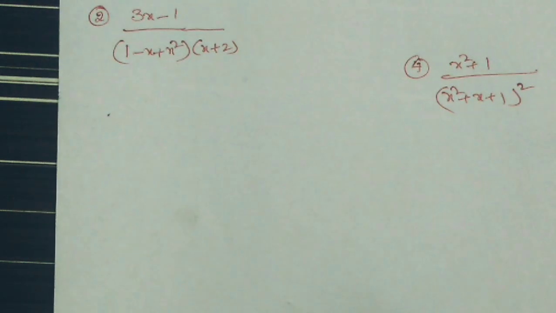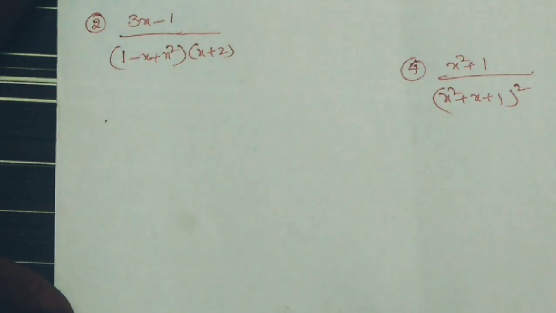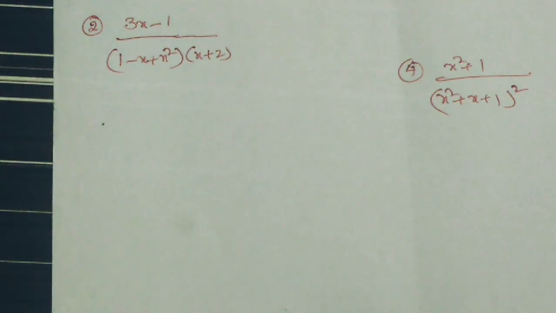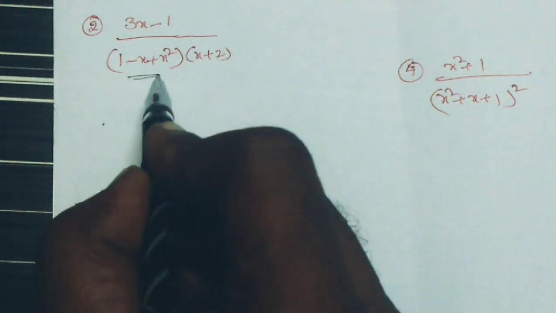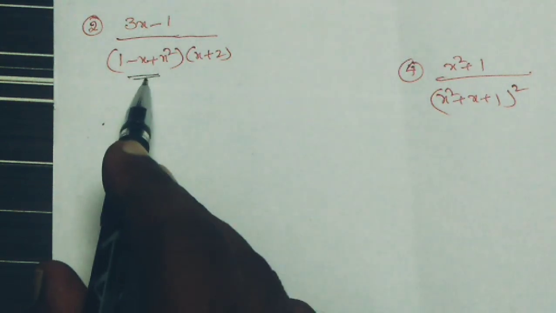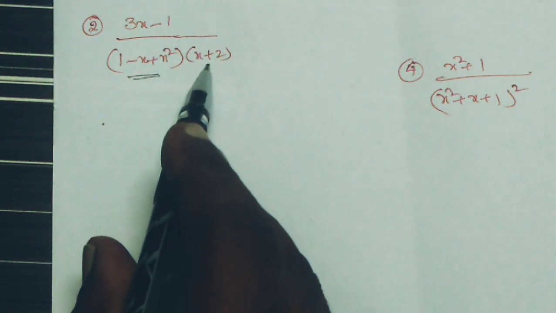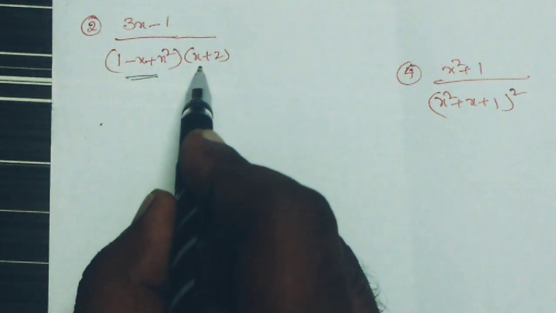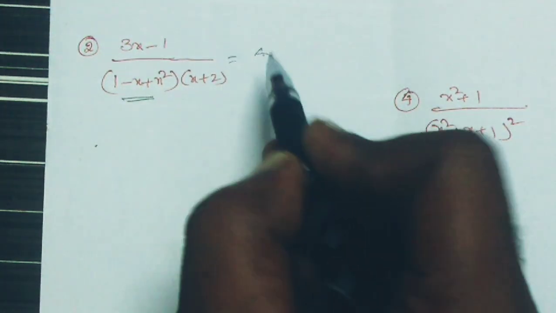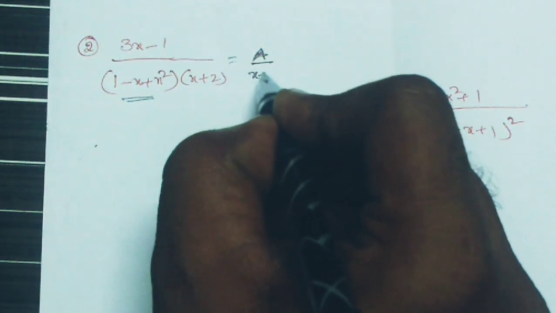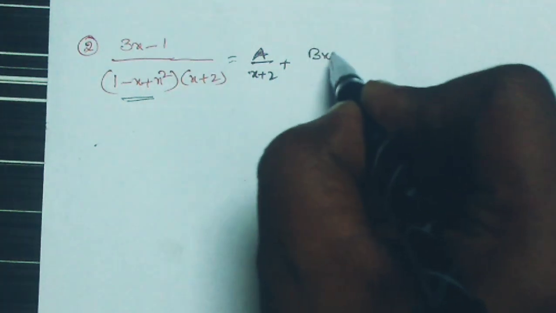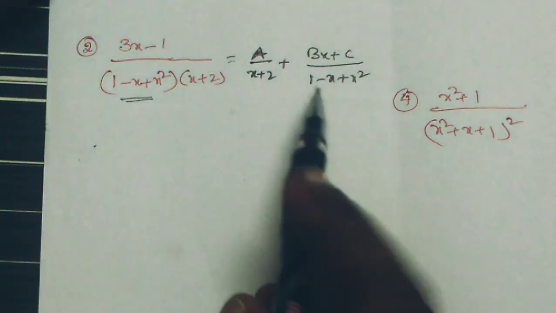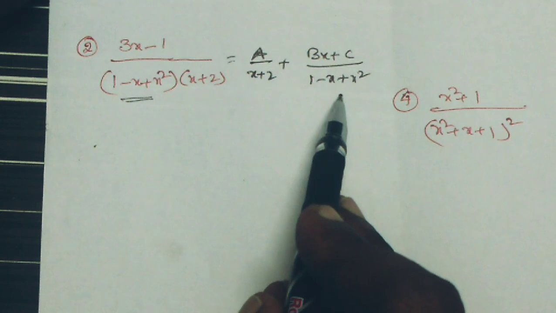What is the second problem? What is given is (3x − 1) / ((1 − x + x²)(x + 2)). This 1 − x + x² is an irreducible polynomial, and x + 2 is a linear factor. Therefore it comes under type 3, and this comes under type 1. So I can write it as a/(x + 2), type 1, and then (bx + c)/(1 − x + x²). Is it clear? (bx + c)/(1 − x + x²).